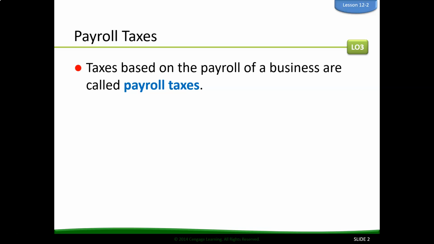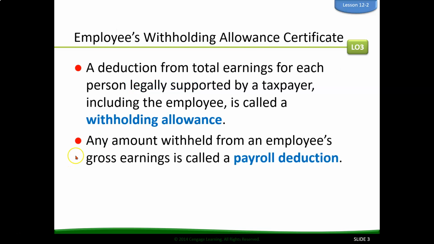Failure to do so could result in penalties and interest if you don't pay the correct amount to the government agencies. The government doesn't play around when it comes to getting their fair share and then some. So we have this thing called this withholding allowance. And this withholding allowance is different for each person or each taxpayer.